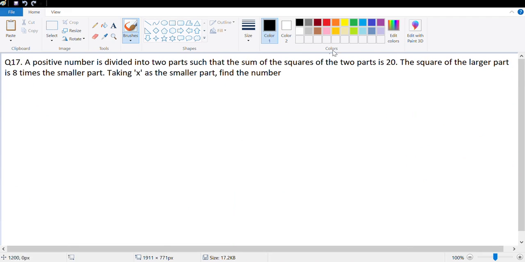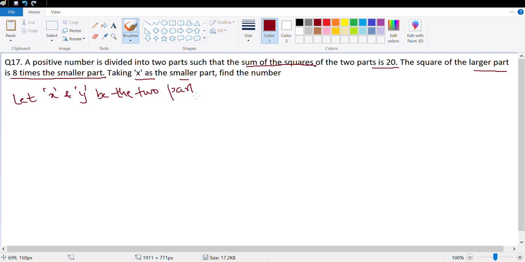The last question that I do with you is question number 17. It says a positive number is divided into two parts such that the sum of the squares of the two parts is 20. Okay, and the square of the larger part is 8 times the smaller part. Taking x as the smaller part, find the number. Okay, let x and y be the two parts. Let y be more than x.